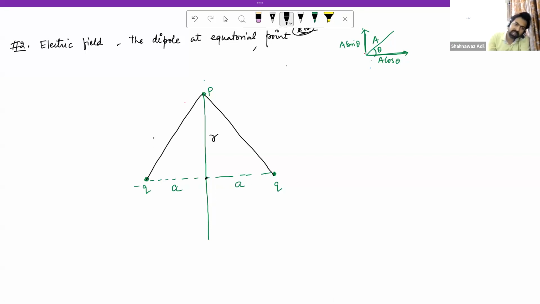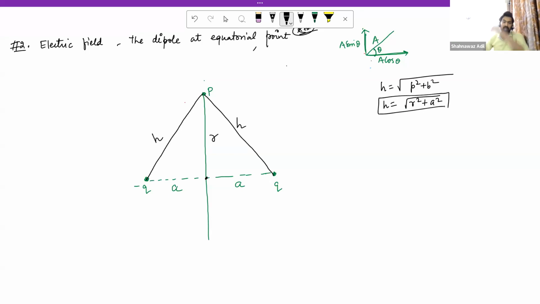Right, so this would be the hypotenuse H. And what would be the hypotenuse? Hypotenuse is simply the root of perpendicular square plus base square. What is perpendicular? Perpendicular is R, base is A. So this is the hypotenuse, right?